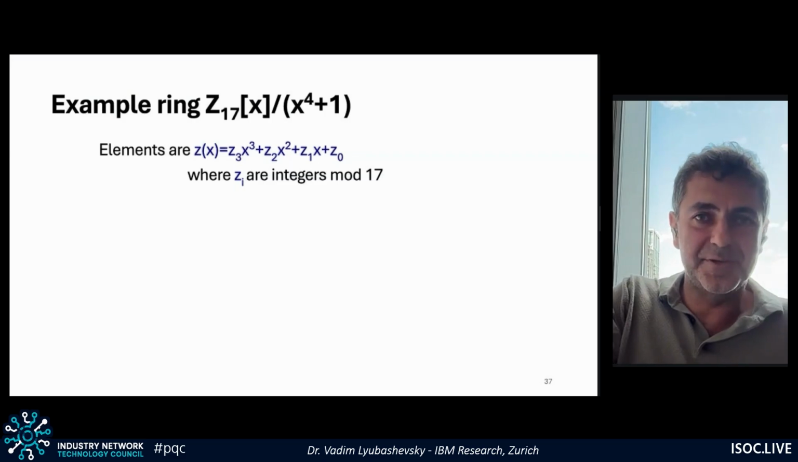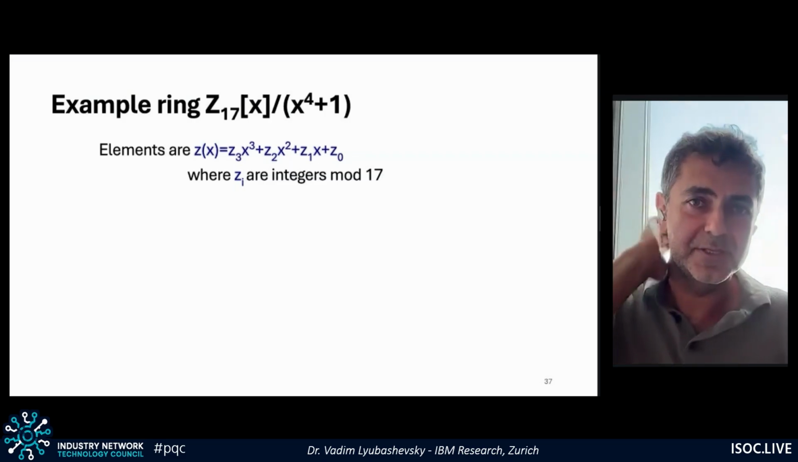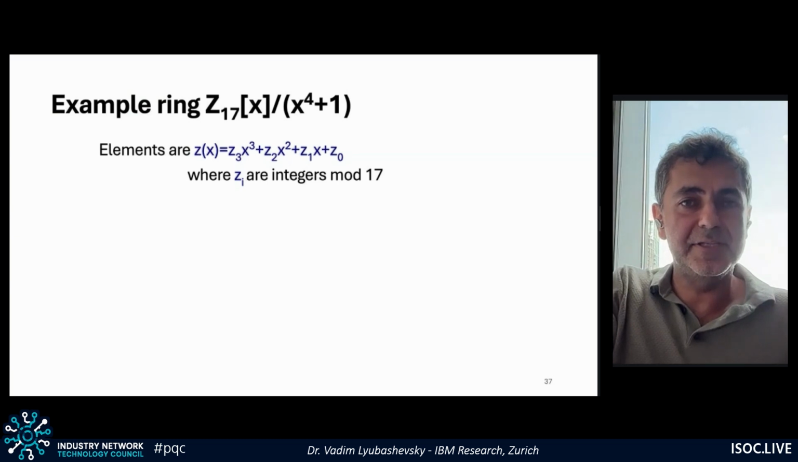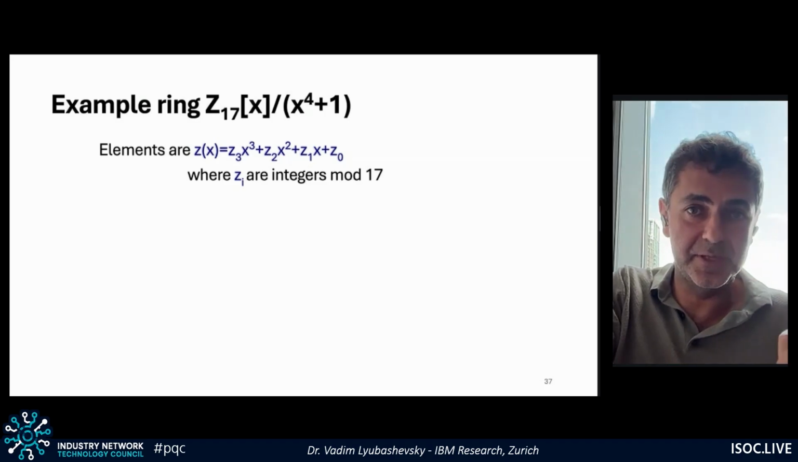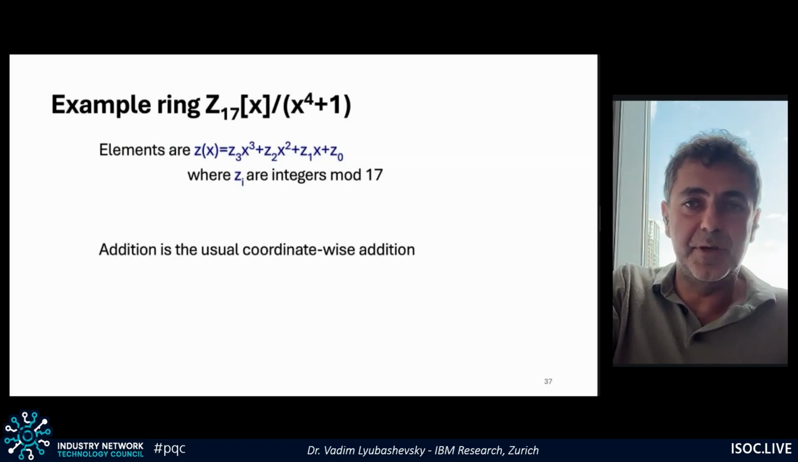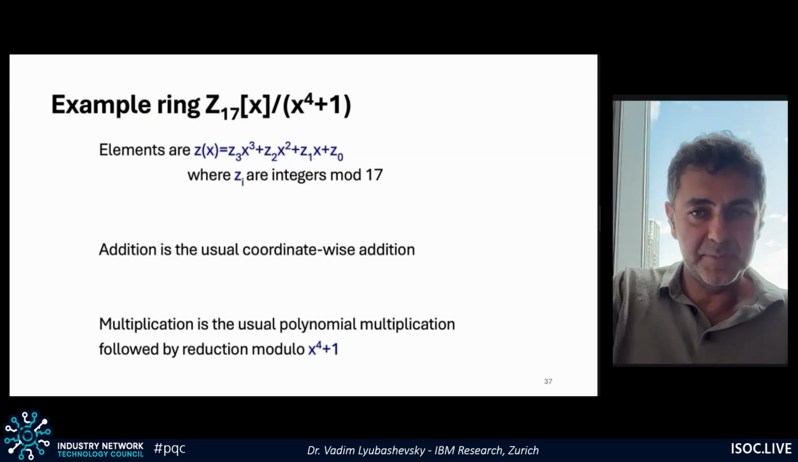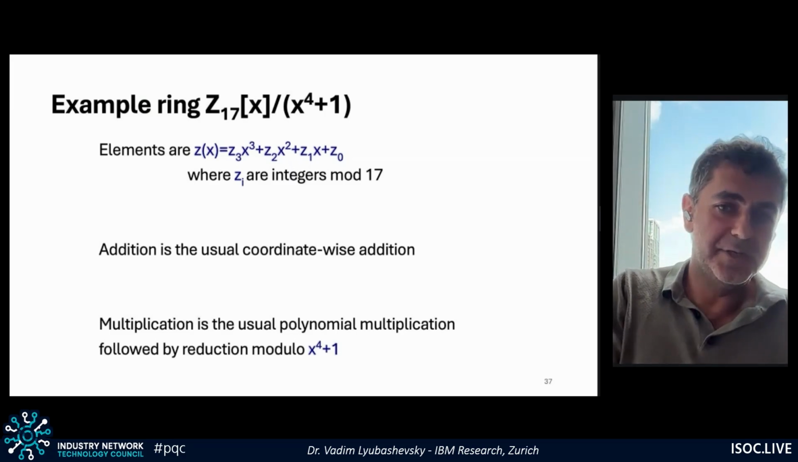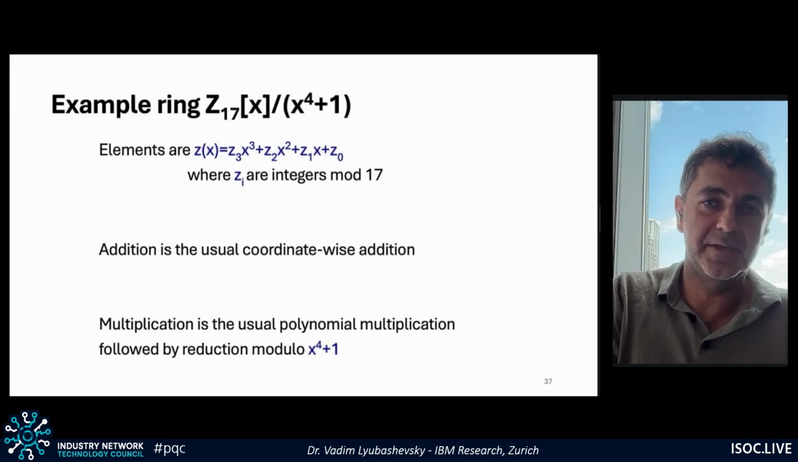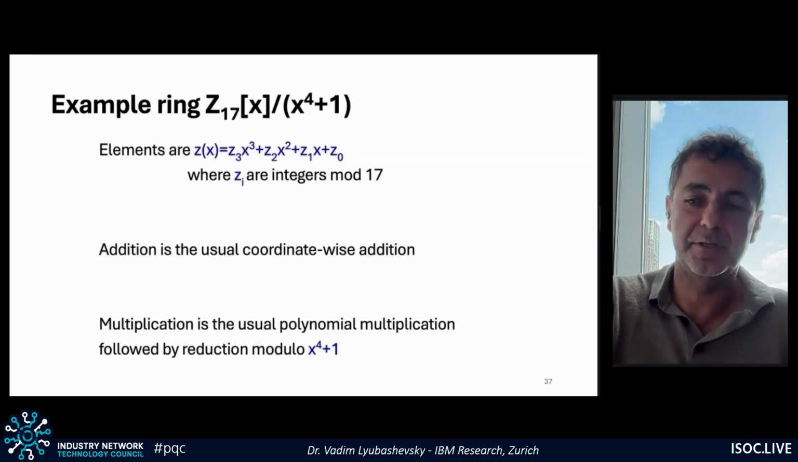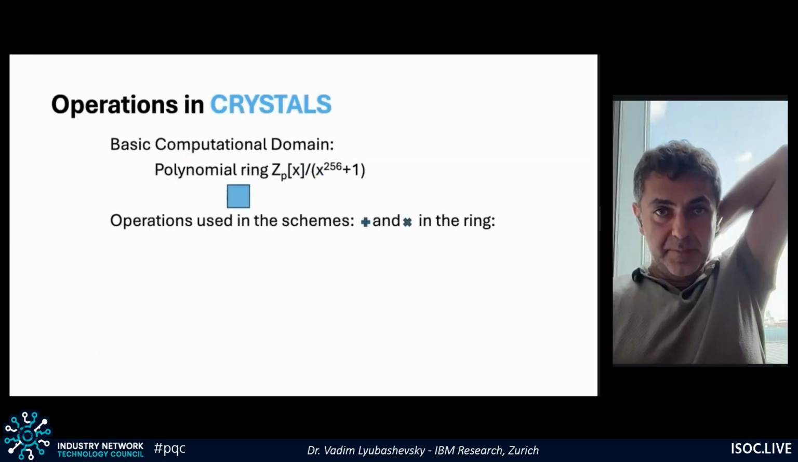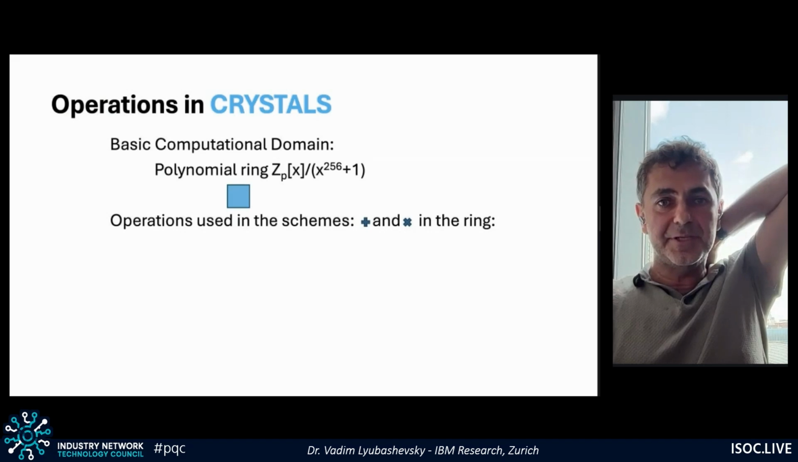So just as an example, here's a ring. We'll be using this example for a few things later on. Let's say this is the ring Z17[x] mod x to the 4th plus 1. All elements are degree 3 polynomials, because x to the 4th is -1, and the coefficients are integers mod 17. Addition is the usual coordinate-wise addition, but multiplication is polynomial multiplication followed by a reduction modulo x to the 4th plus 1. If the degree grows beyond 3, x to the 4th becomes -1. So these are the basic operations, plus and multiplication in this ring.